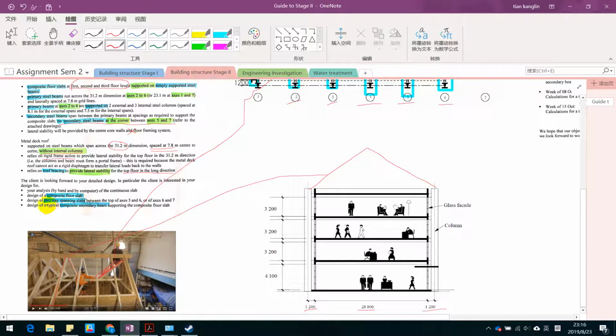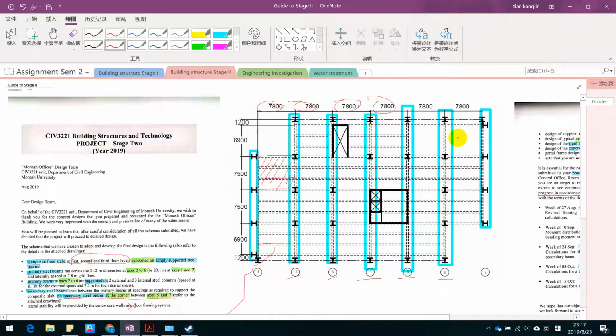and also the design of two-way spanning slabs between the top of axis 5 and 6, or axis 6 and 7. And that actually is the thing that we talked about before. Those things, there are two two-way spanning slabs, as you can tell from the dimension. It's like a 1:1 ratio, so it spans two-way. These are secondary beams, right?